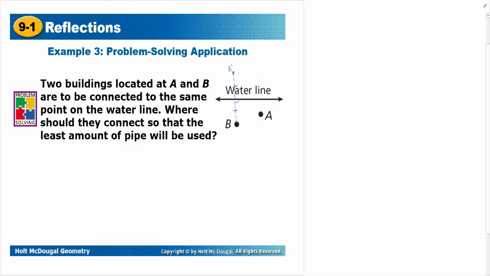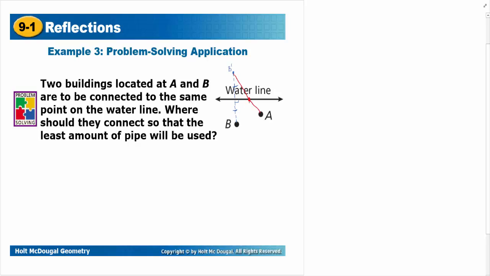Now what you can do is connect these two points. If I can, that does a terrible job because that's kind of curved. Again, you have no idea how hard this is to draw on here. That's a little bit better, so we'll make that work. So I know this is the shortest distance between B and B prime. So what's going to happen is it's going to intersect that water line.